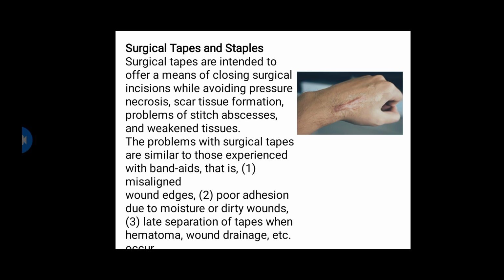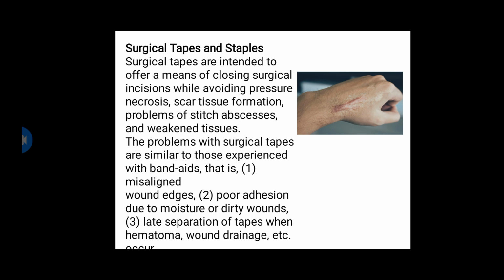Then the next part in tissue replacement techniques is surgical tapes and staples. Surgical tapes are intended to offer a means of closing surgical incisions while avoiding pressure necrosis, scar tissue formation, problems of stitch abscesses, and weakened tissues.